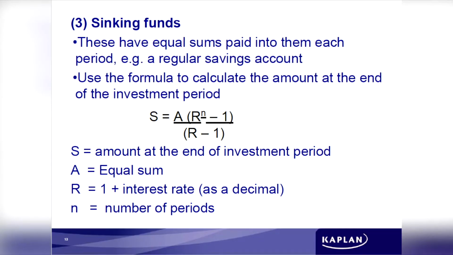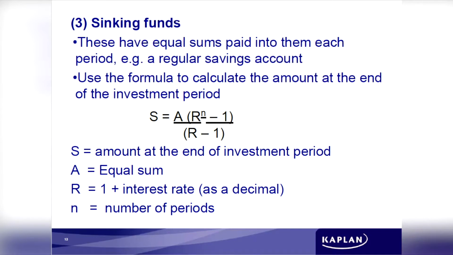All right, so next we're going to talk about what we call sinking funds. A sinking fund is where you've got a fund in which you pay an equal sum every period. Whether that period is every month or every 6 months, it's every period you're paying the same amount of money in that fund.